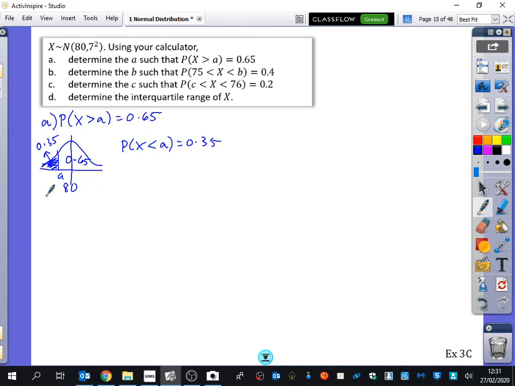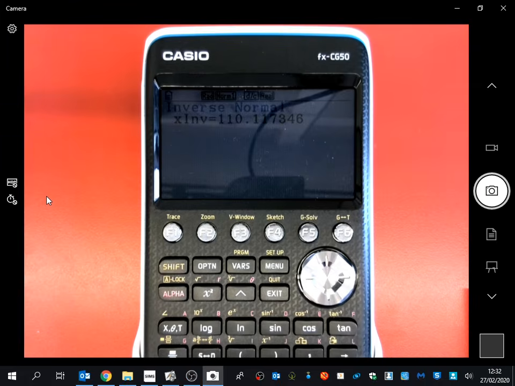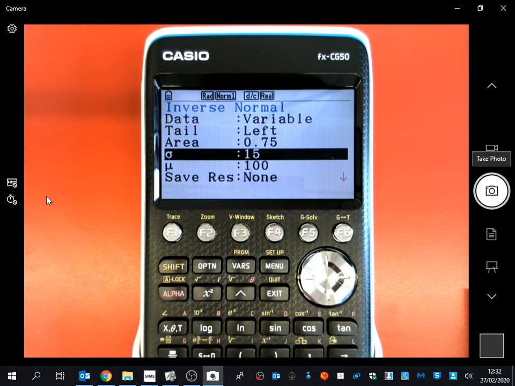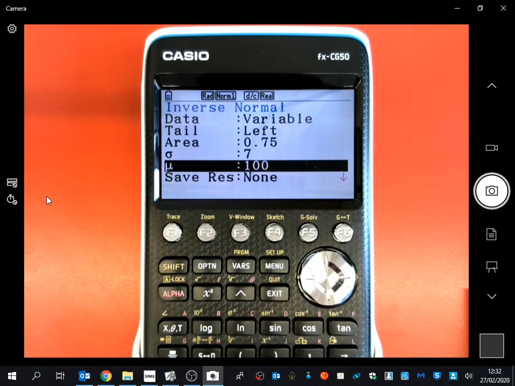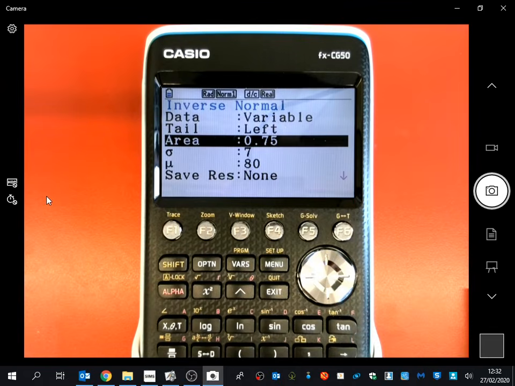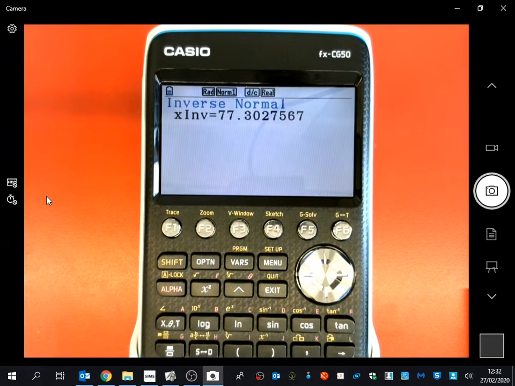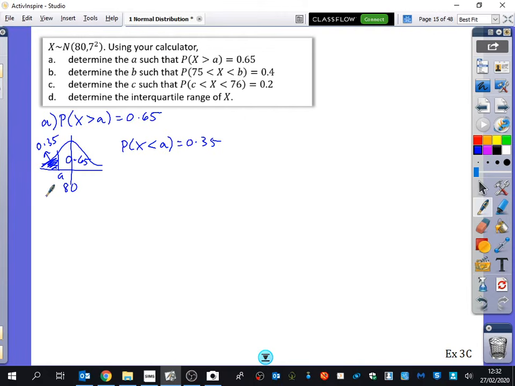So we have a mean of 80 and a standard deviation of 7. I can't remember what I said the probability was. 0.35, yeah? 77.30.